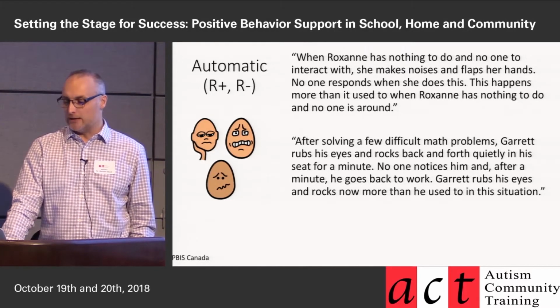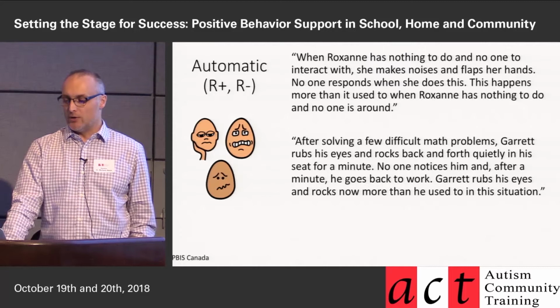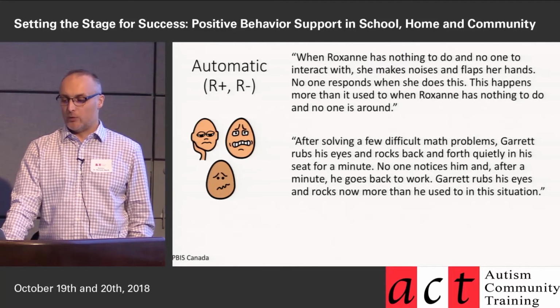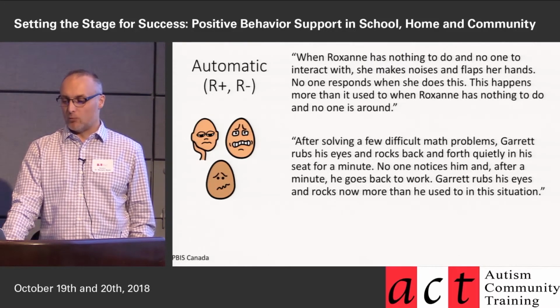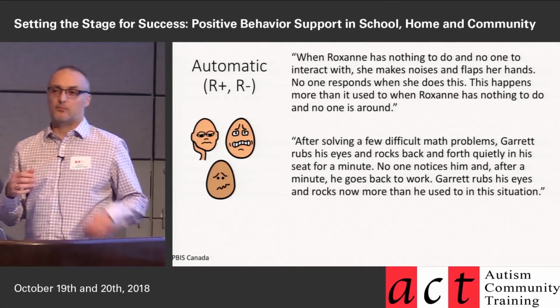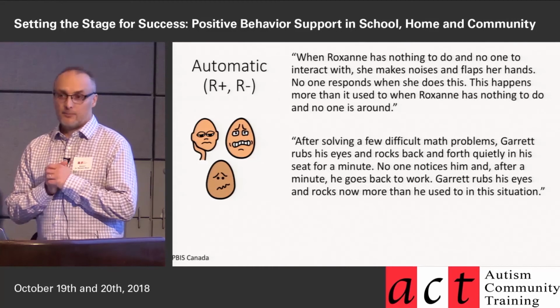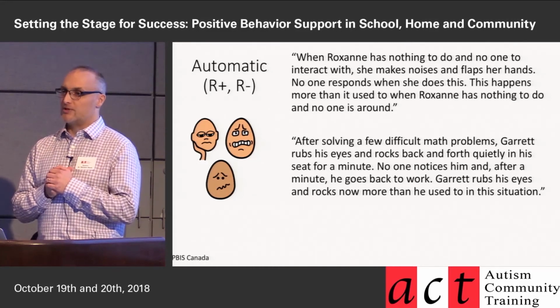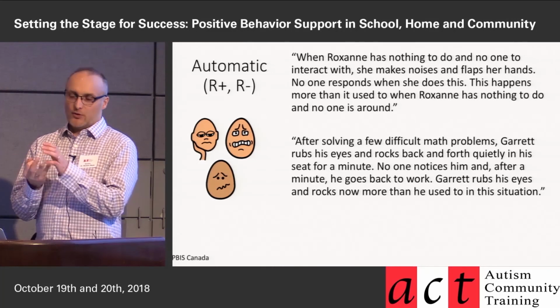A different type of example: after solving a few difficult math problems, Garrett rubs his eyes and rocks back and forth quietly in his seat for a minute. No one notices him, and after a minute, he goes back to work. He's now rubbing his eyes and rocking more than he used to in this situation. So that doesn't even present as a problem behavior necessarily. It might present as a self-soothing behavior, right? But it's maintained by automatic reinforcement because there was no escape, there was no tangible, there was no attention.